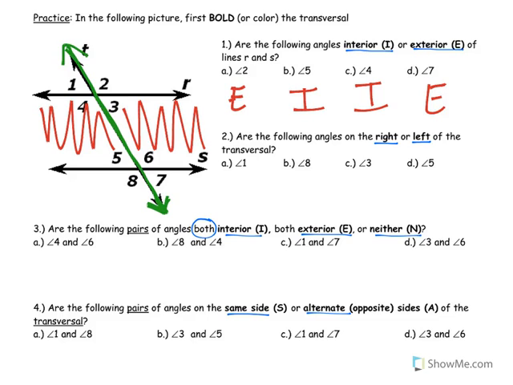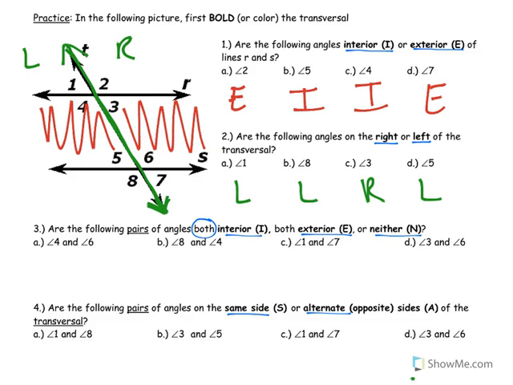Now let's look at number 2. It says, are the following angles on the right or the left of the transversal? Angle 1 is on the left, angle 8 is also on the left, angle 3 is on the right, and angle 5 is on the left. So you should have had L, L, R, L. Again, the left would be this side, and the right would be this side over here.